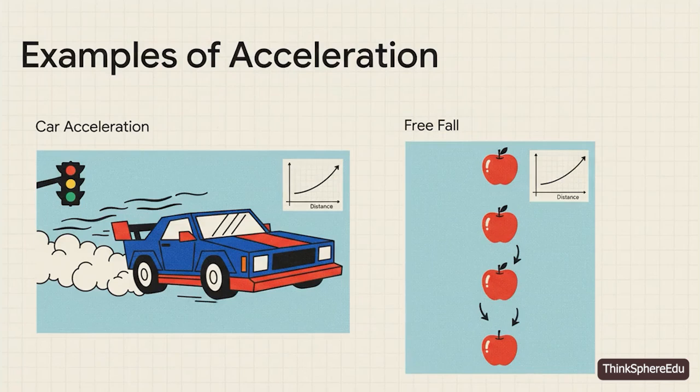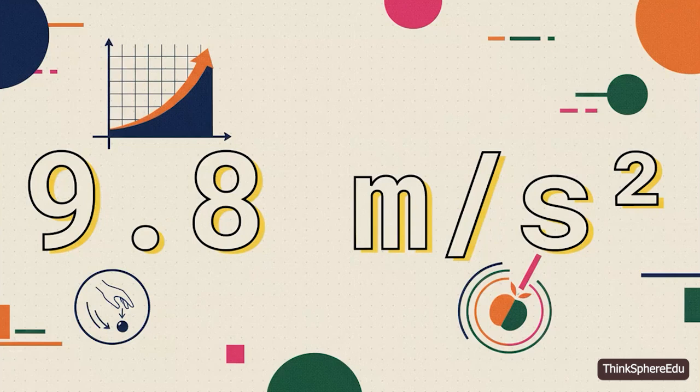And you see this acceleration curve all the time. A car taking off from a stoplight, for instance. Or think about a ball you drop from your hand. It gets pulled down by gravity, going faster and faster. That's acceleration. You know what's really cool is this number right here, 9.8 meters per second squared. That's the acceleration due to gravity, right here on Earth. It's a perfect real-world example of the force that creates that classic curve when something falls.